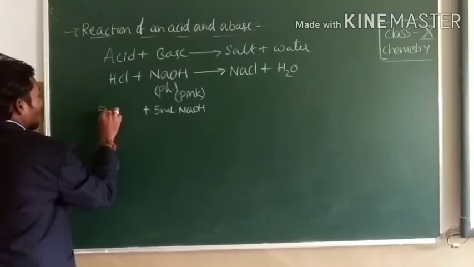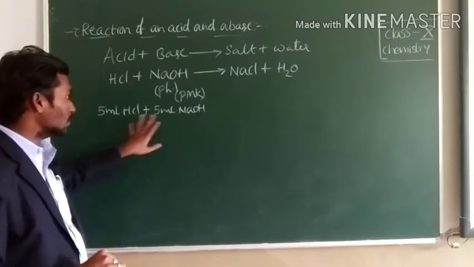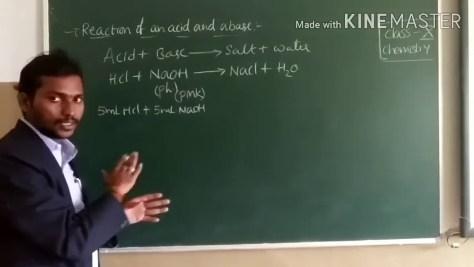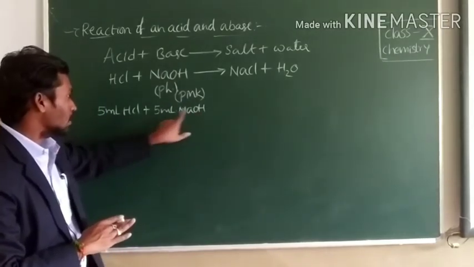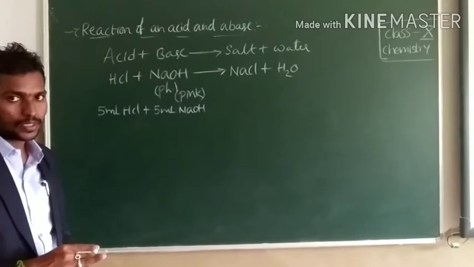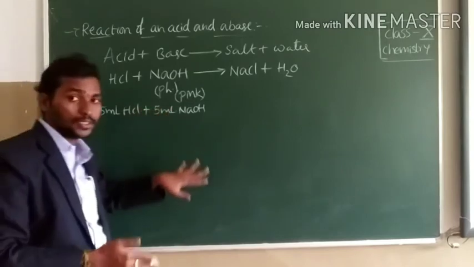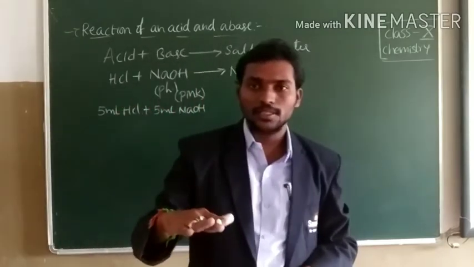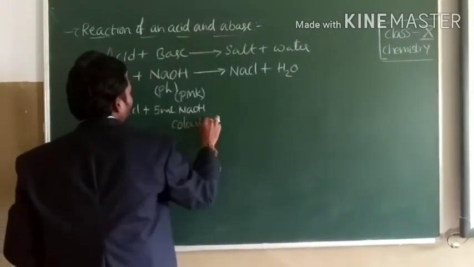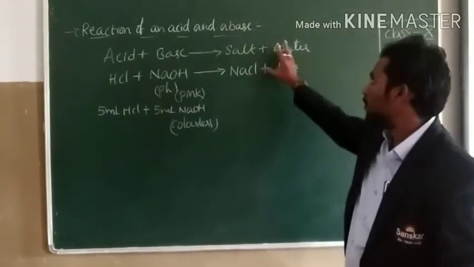Let us consider that when we add 5 ml of hydrochloric acid to the 5 ml of sodium hydroxide, these 2 solutions neutralize each other, because it is a base and it is an acid. The reaction between acid and base forms salt. Salt is a neutral substance. The 5 ml of hydrochloric acid completely neutralizes 5 ml of sodium hydroxide. Then the solution changes to colorless.